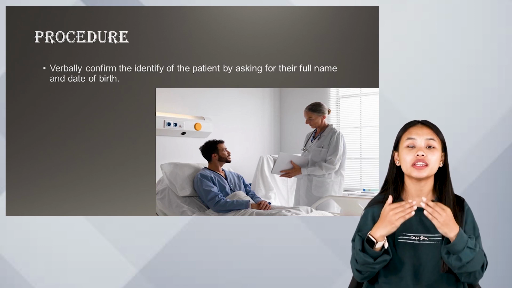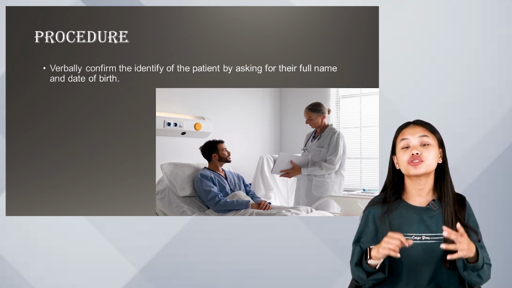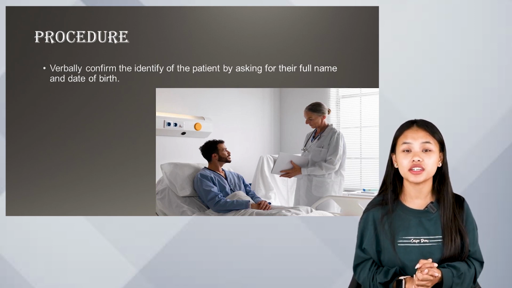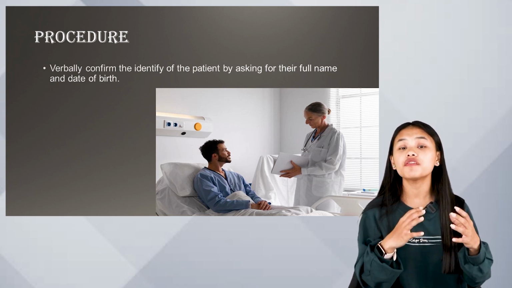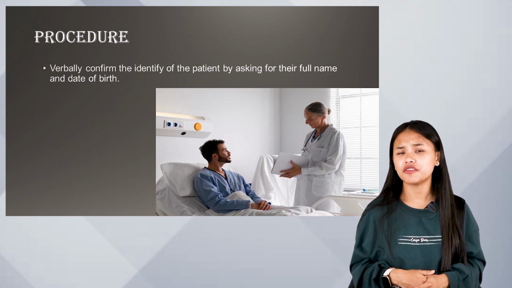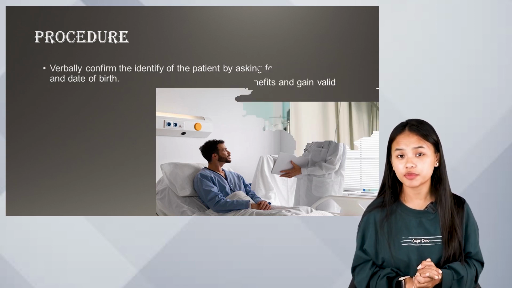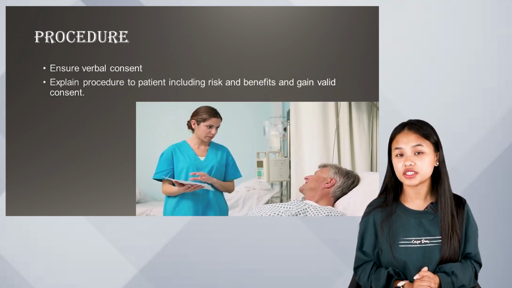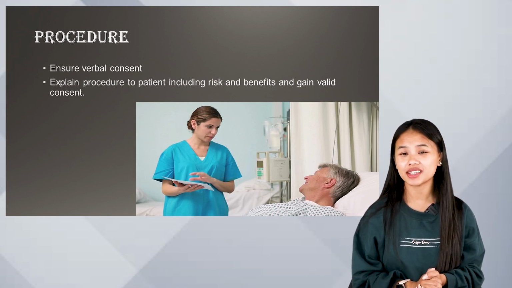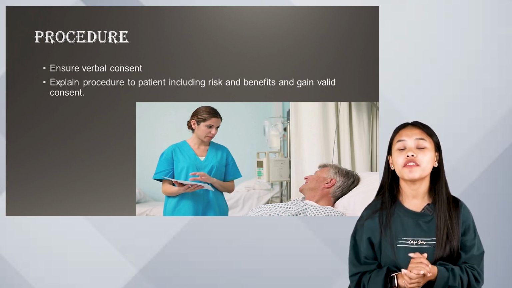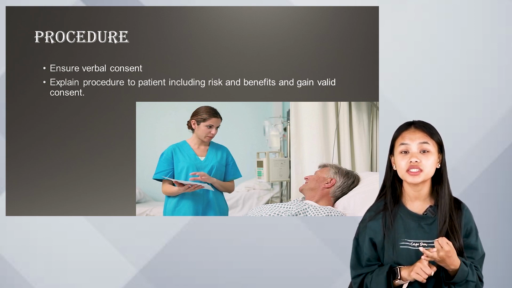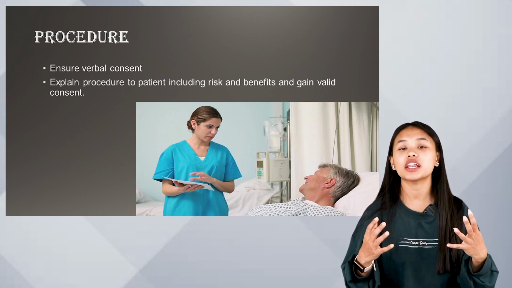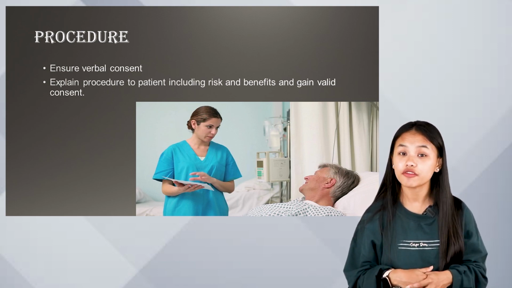Now moving on to the next, which is the procedure. Whenever you are providing this ear care, you first need to verbally confirm the identity of the client by asking their full name or even their date of birth. You can then ensure verbal consent from the client. And how can you get this consent? You can get it by first explaining the procedure to the client as well as explaining the risks and the benefits so that you can gain this consent from them.